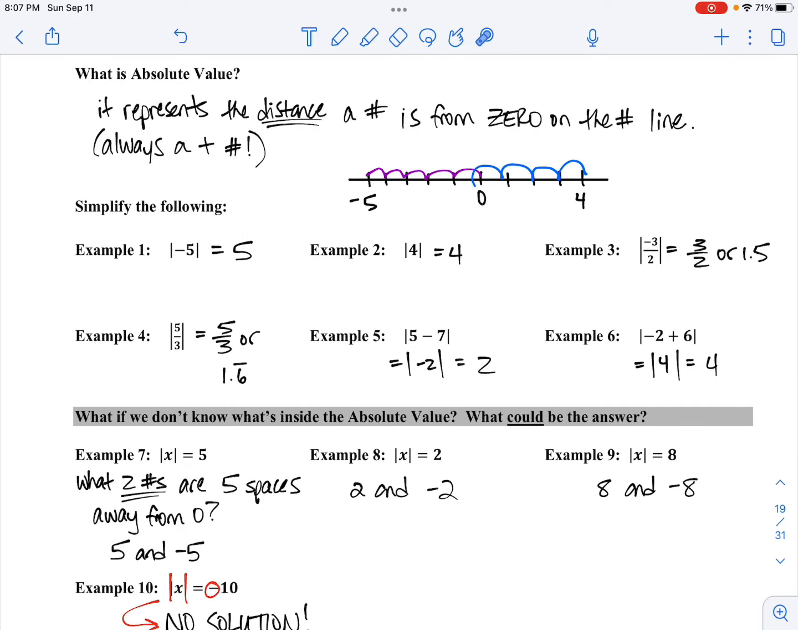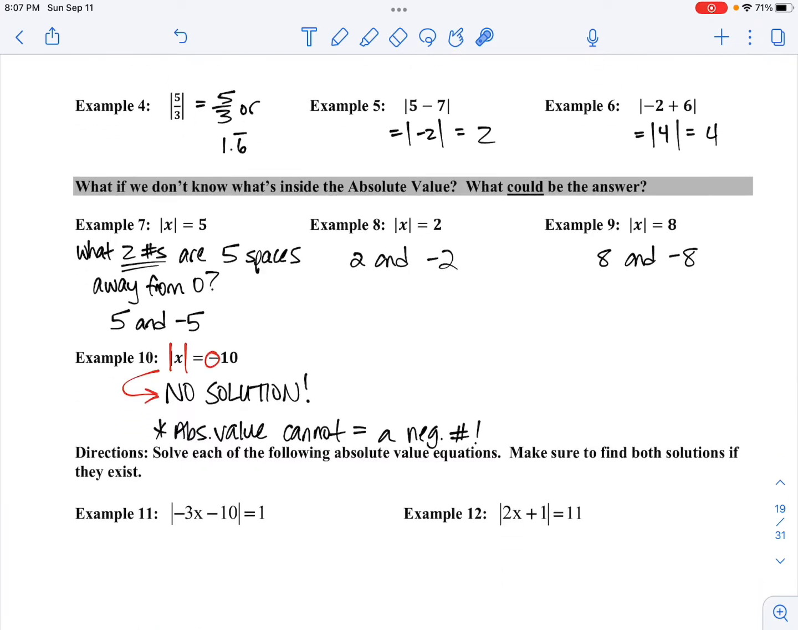When you start with 5 minus 7, you get -2, and keep that inside the absolute value bars, and your answer is +2. Work inside the bars first. -2 plus 6 is 4, and the absolute value of 4 is 4.